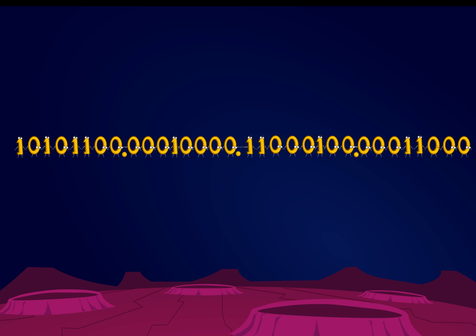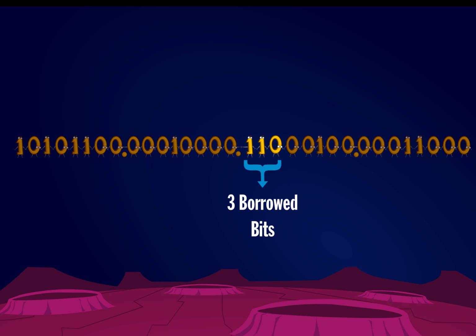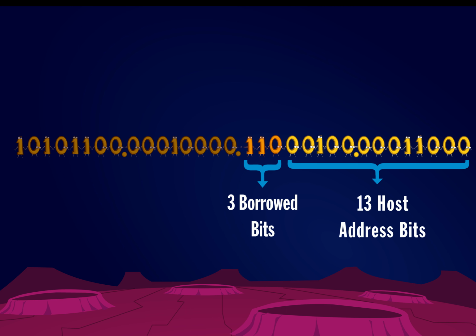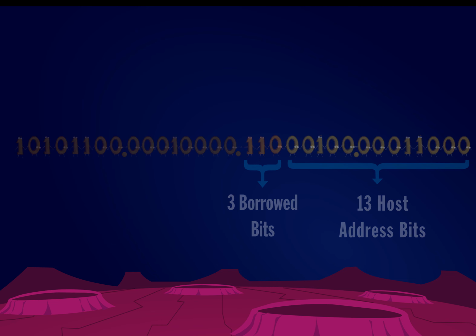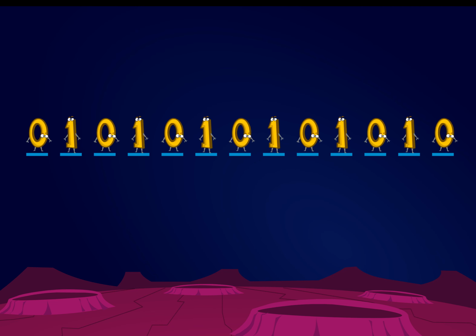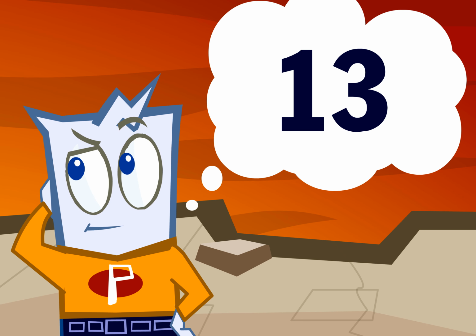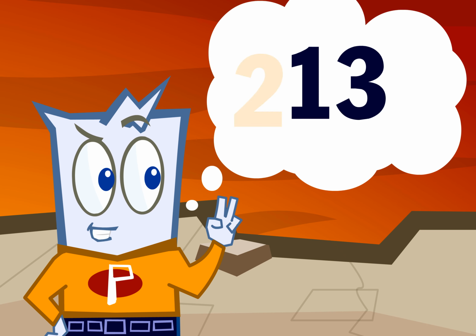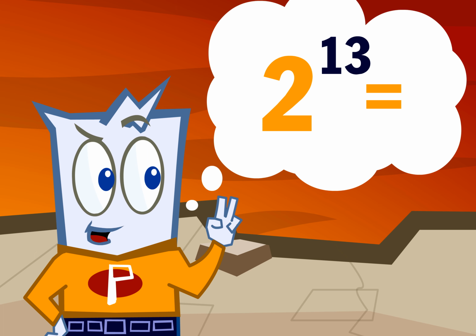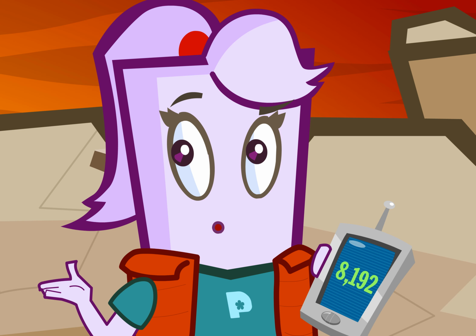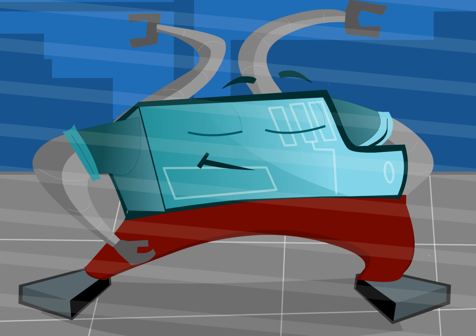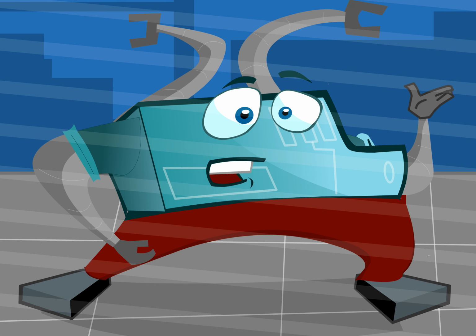Yes, it does. If you borrow 3 bits, there are only 13 left to create host addresses from. But as long as there are enough host addresses for all devices on the subnetwork, then you're fine. Peter, how many possible host addresses do you think 13 bits can create? 13 bits. So I think the answer is 2 to the 13th power, which is something huge. 8,192, to be exact.